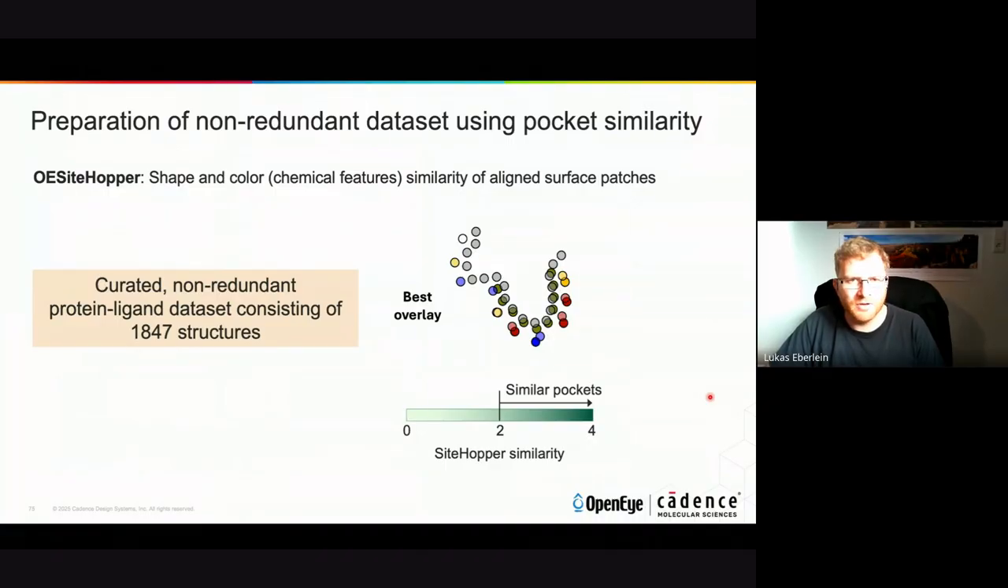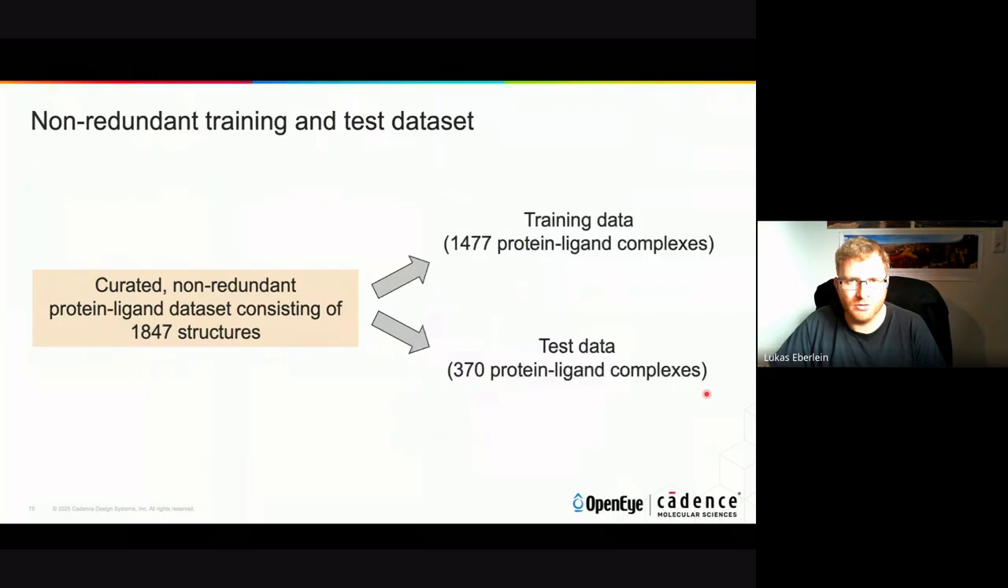This way, we curated a non-redundant protein ligand dataset consisting of approximately 1900 structures. We used this dataset to train our model on. We split it to have approximately 1500 protein ligand complexes in the training data and 400 in our test dataset.